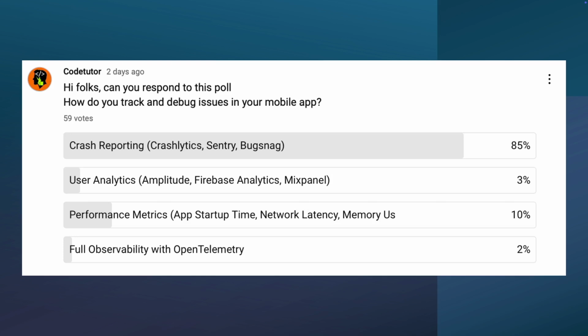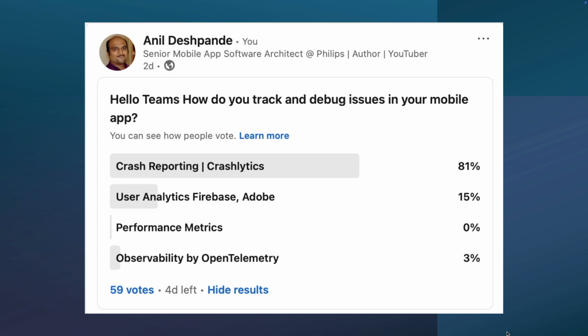On CodeTutor, this is how the response looked. 85% of the people reported that they are using crash reporting, 3% said user analytics, 10% said performance metrics, and only 2% said they are using something on the lines of OpenTelemetry. I asked the same question on my LinkedIn profile and the response was very much on similar lines.